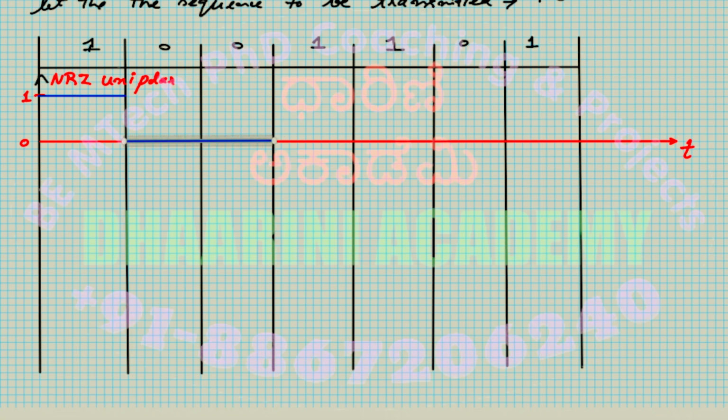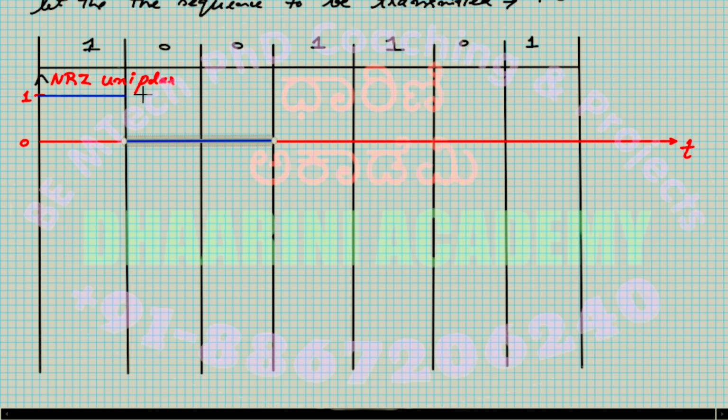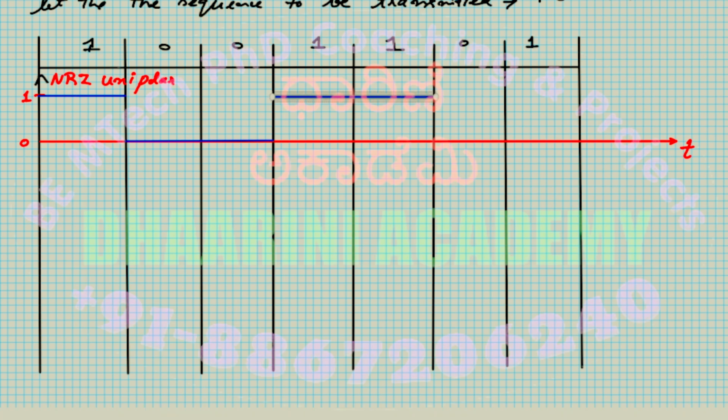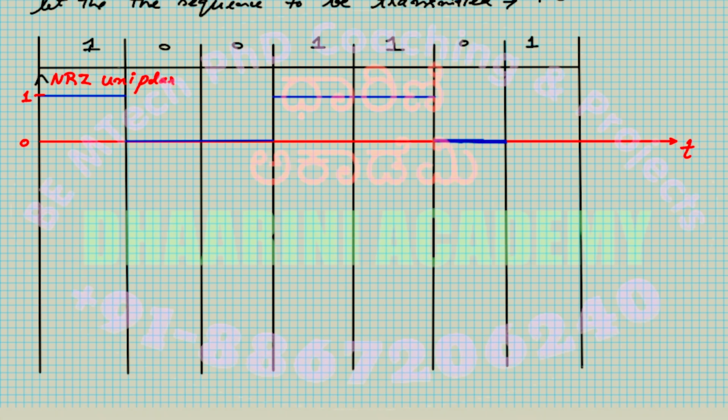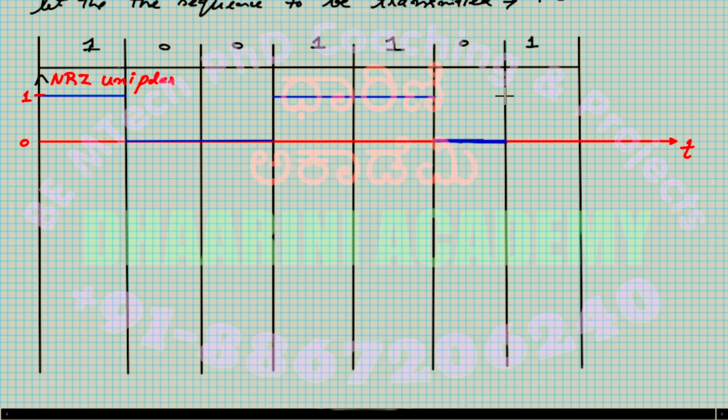I have two ones now, so maintain the same high level for the 2-bit duration because I wanted to send one more. Then you see I want to send a zero. So that means you come down, this is the low. And the last should be high. This is the very, very simple format.